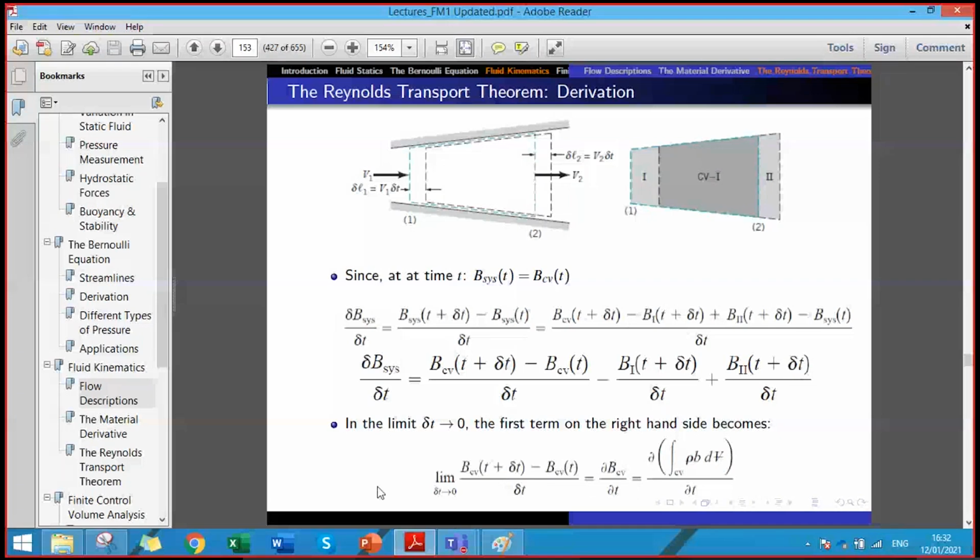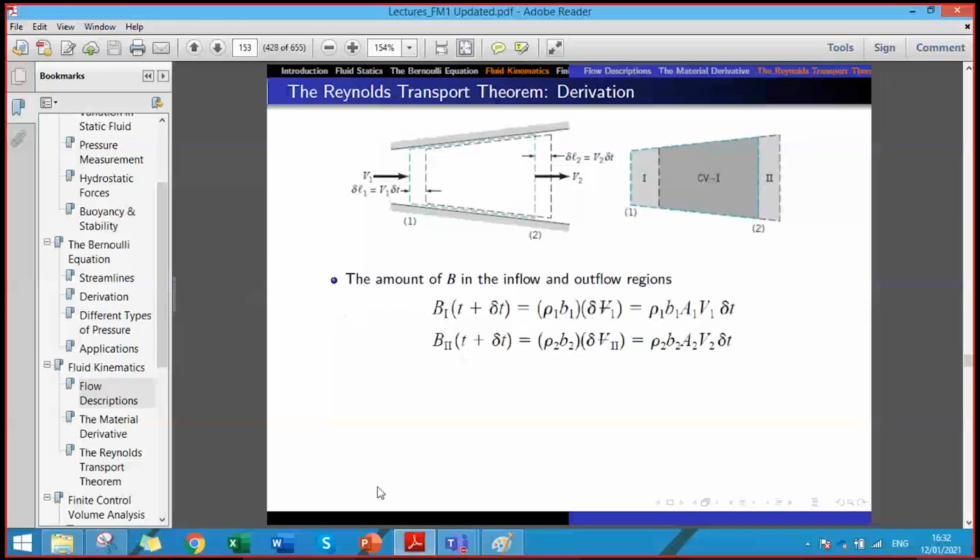What about B1 and B2? B1 would be density at point 1 into property at point 1 into volume 1, right? And B2 would be rho 2 b2 into volume at point 2. So that's not difficult. And we can write volume as, now that's the thing to understand.